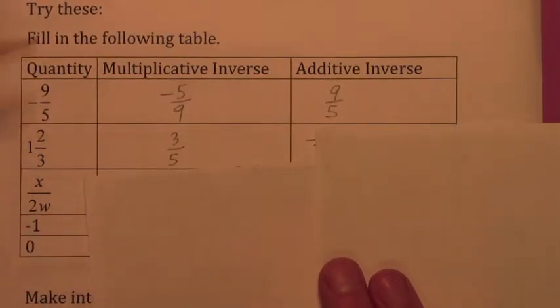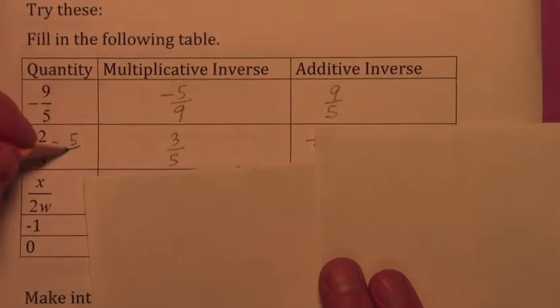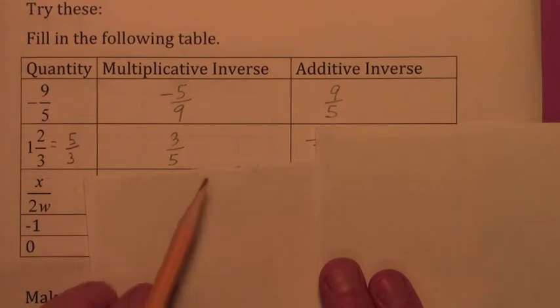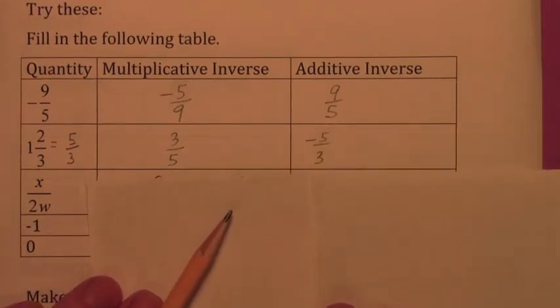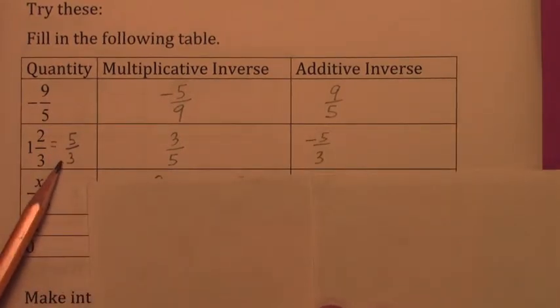When you change this to improper, what do you get? 5/3. So the reciprocal would be 3/5. And what is the additive inverse of 5/3? It would be negative 5/3.